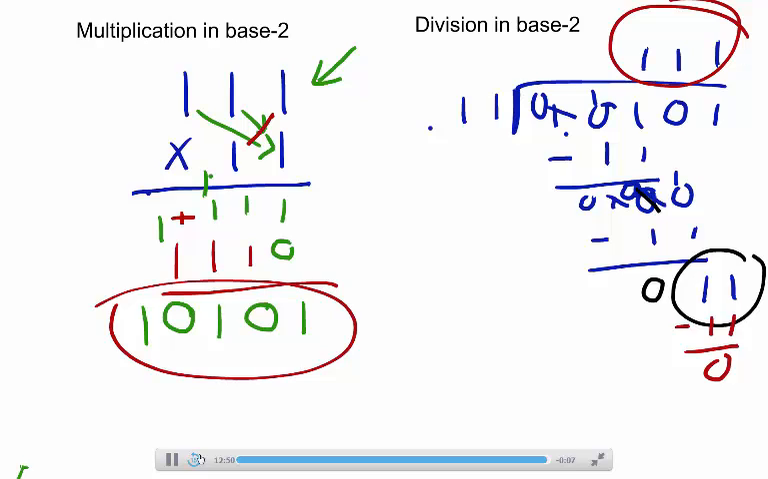So this concludes our example of base 2 operations. I hope you found it helpful, and we'll see you next time.